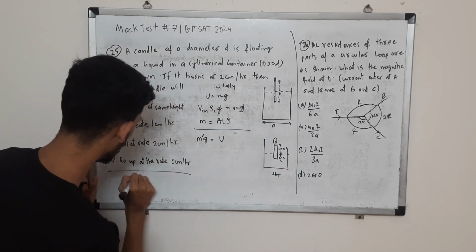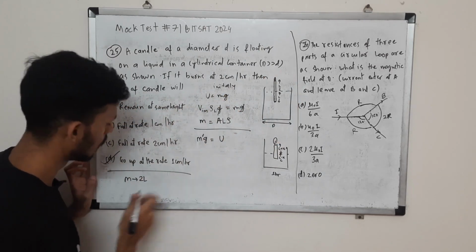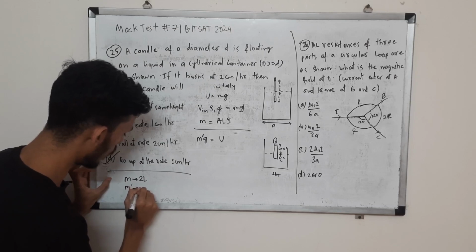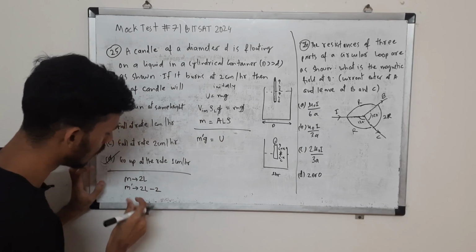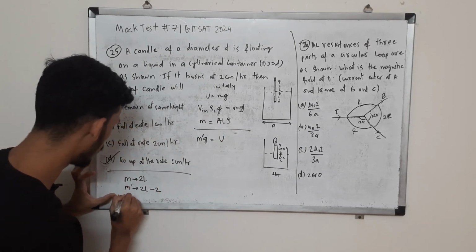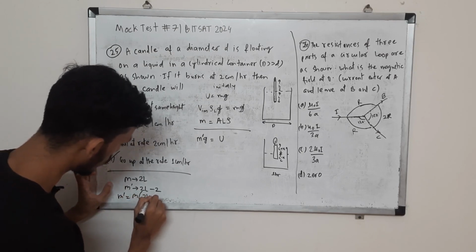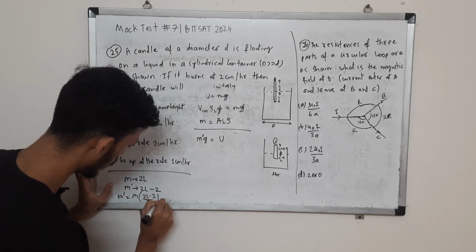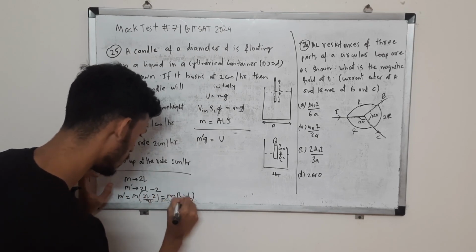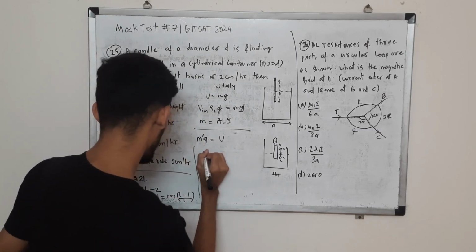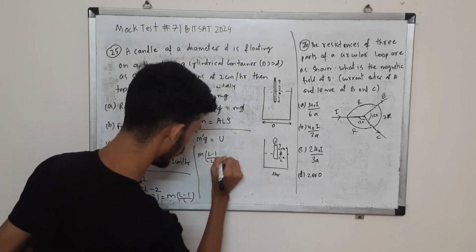So what will be m prime? First of all, m corresponds to 2L of the candle. m prime will correspond to 2L minus 2, since 2 centimeters are burnt out, so total length minus 2. So m prime will be m into (2L minus 2) upon 2L. The 2 can cancel throughout, giving m into (L minus 1) upon L. So this is your m prime, and I can use it: m prime g is m times (L minus 1) upon L, times g.